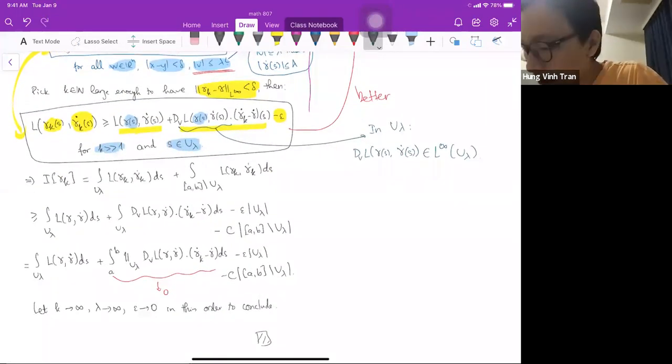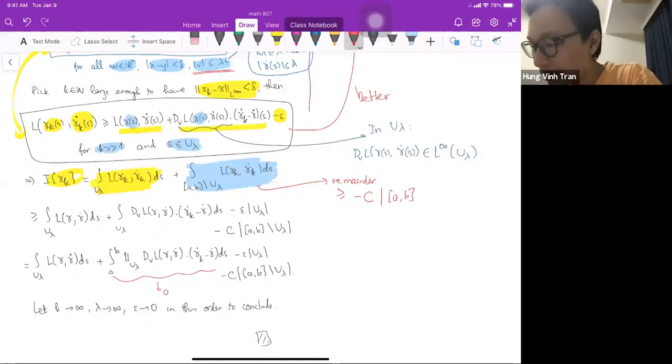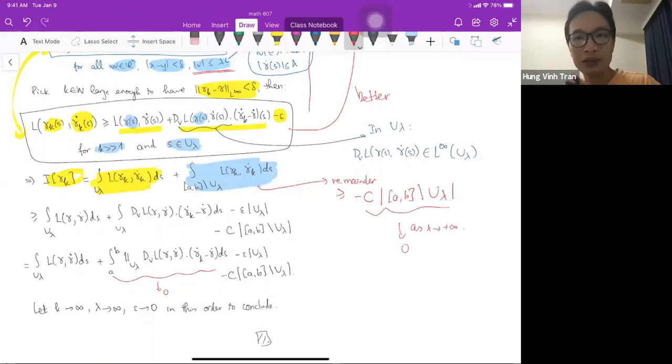So you see that I write I of gamma k as this integral only on u lambda, and this is a sort of remainder. Let me say right away that the remainder is not dangerous, because L is bounded from below, so the remainder is greater than or equal to minus C times the measure of the remainder set. The measure of the remainder set is I minus u lambda, and this goes to zero as lambda goes to plus infinity. So that is fine.